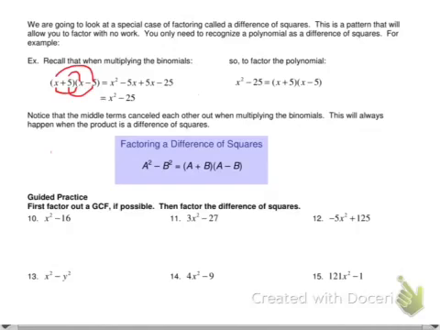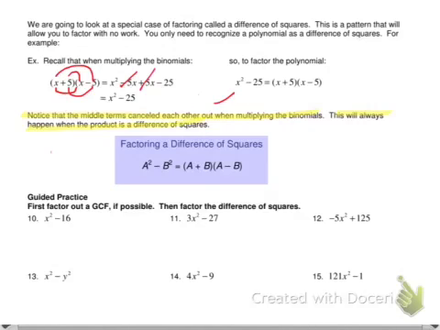When you combine like terms, your negative 5x and your 5x will cancel, creating x squared minus 25. This is what we call a difference between perfect squares. If you'll notice, the middle terms canceled each other out when you multiply the binomials. This will always happen when the product is a difference of squares.